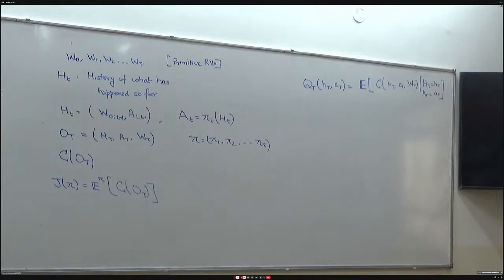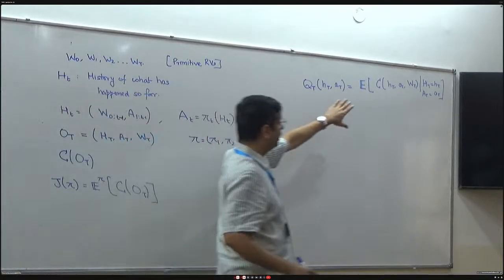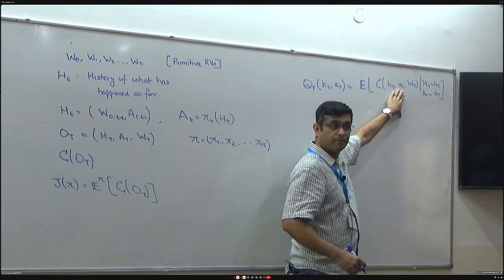Okay? This is the expectation that I do. I look at what are the numbers of these probabilities. These numbers can be a function of the trajectory so far, right? So that expression captures all of that. Okay.